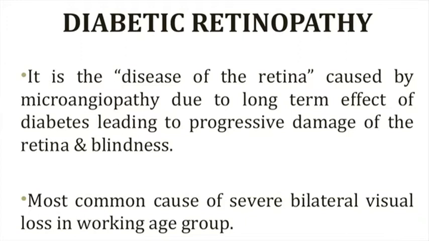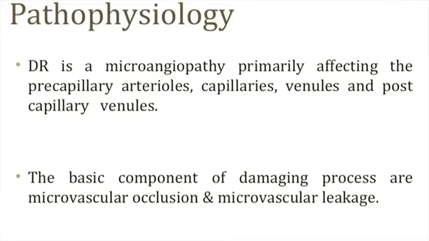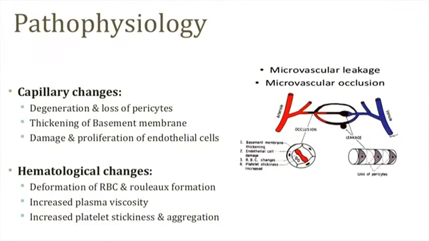The most common cause of severe bilateral visual loss in the working age group is diabetic retinopathy. It is a microangiopathy primarily affecting the precapillary arterioles, capillaries, and the postcapillary venules. The basic components of the damaging process are microvascular occlusion and microvascular leakage. Two events occur: the capillary itself becomes changed, and there are hematological changes.